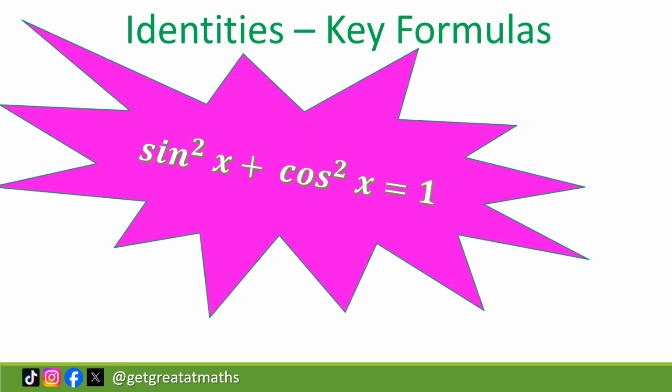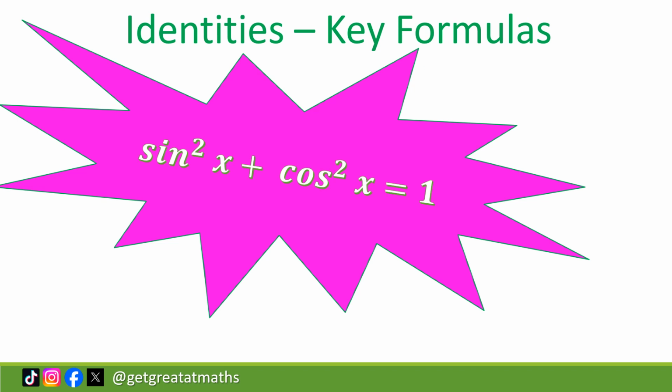The first identity we're going to look at is sine squared x plus cos squared x equals 1. This is a really important identity that you need to know, learn and memorise. There's a little saying that will help you remember it. So if I was sine squared and you were cos squared, together we'd be 1. So that should help you remember this little identity.